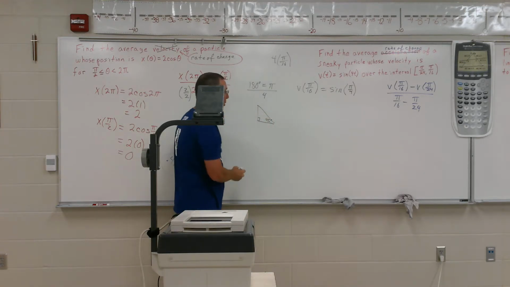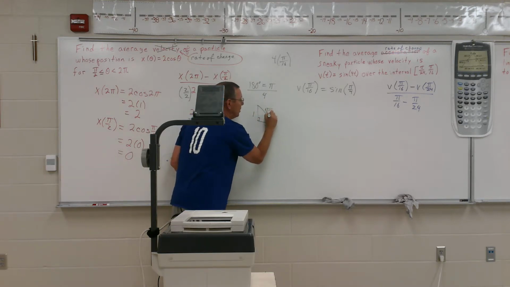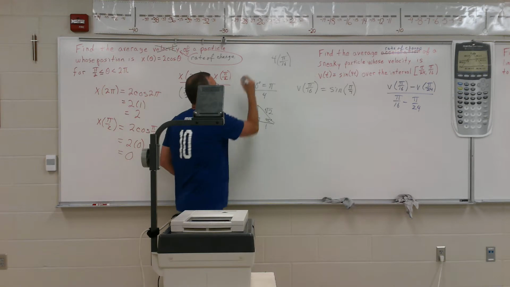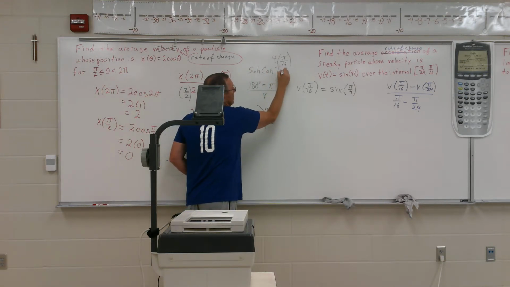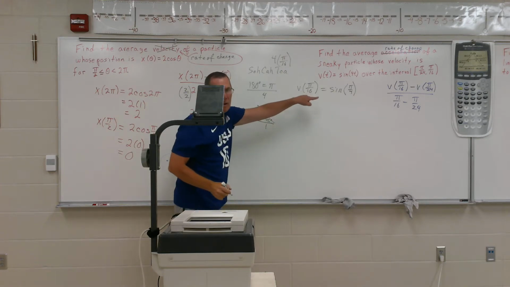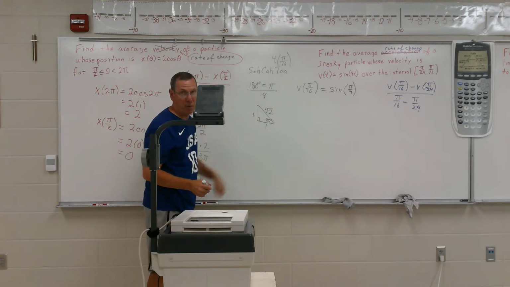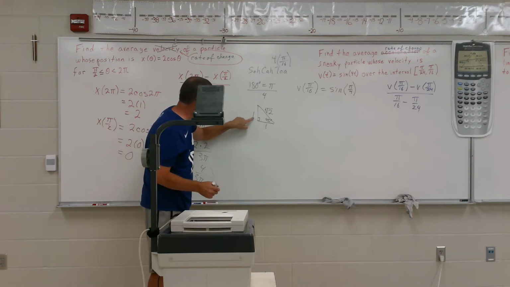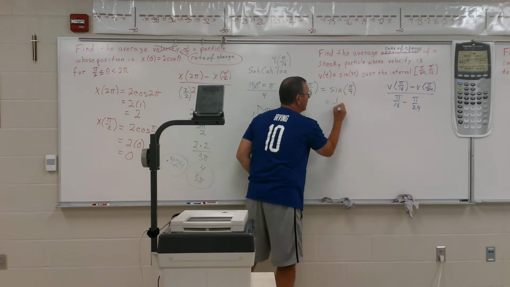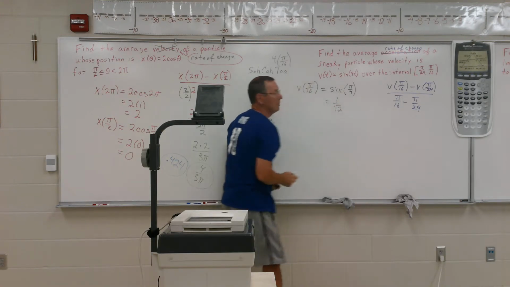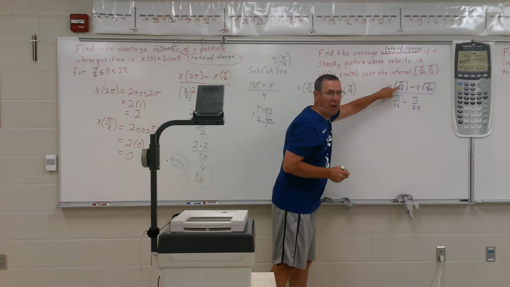Our 45, 45, 90 triangle. If this is 1, that is also 1. The hypotenuse would be square root of 2. SOHCAHTOA. We want sine of pi over 4. Sine means opposite over hypotenuse. So from the 45 degrees, this is my opposite. That's my hypotenuse. So that's going to be 1 over square root of 2. I've taken care of the velocity when the time is pi over 16.